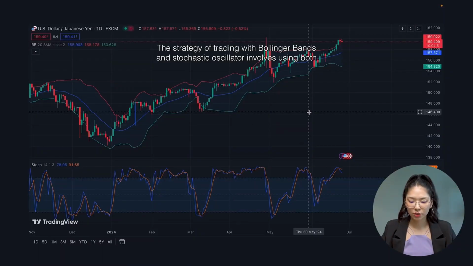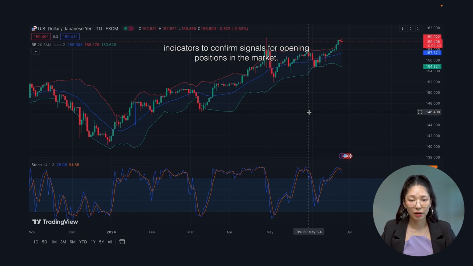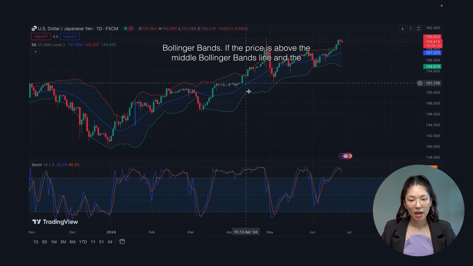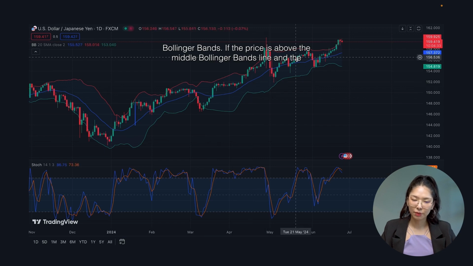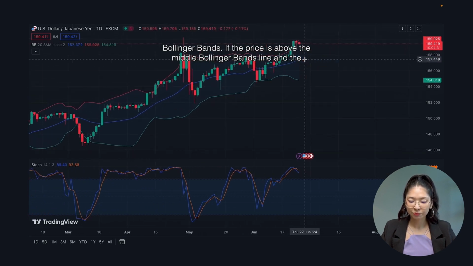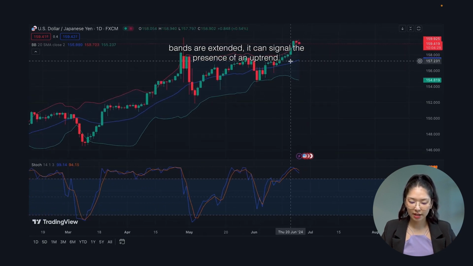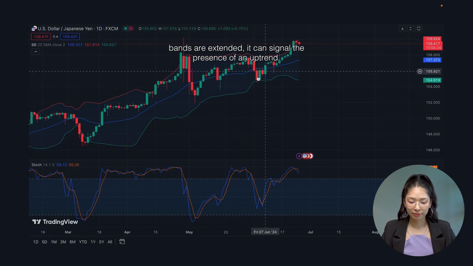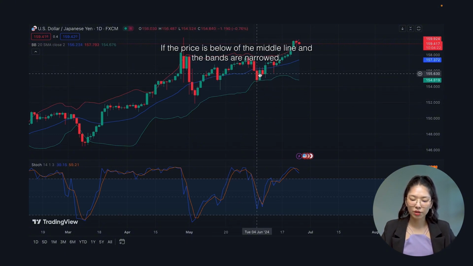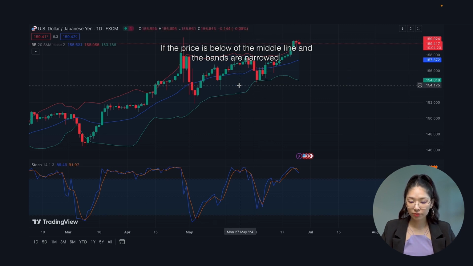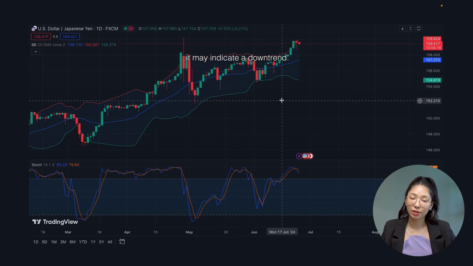The strategy of trading with Bollinger Bands and Stochastic Oscillator involves using both indicators to confirm signals for opening positions in the market. So first you need to determine the trend in the market based on the direction of the Bollinger Bands. If the price is above the middle Bollinger Bands line and the bands are extended, it can signal the presence of an uptrend. If the price is below the middle line and the bands are narrow, it may indicate a downtrend.